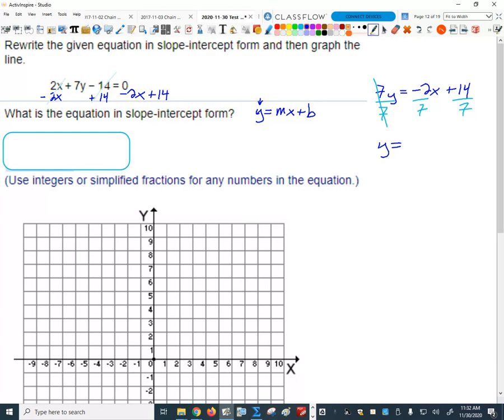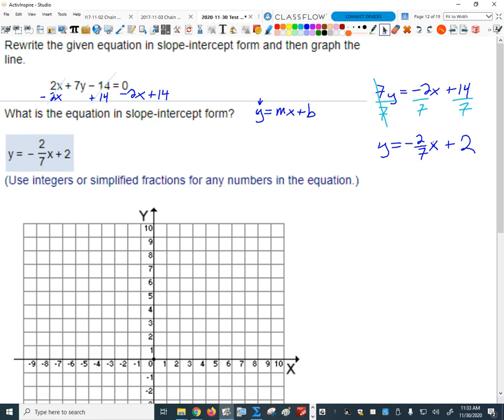Would that just be negative 2 over 7? Negative 2/7 times x, right? We want it to look like mx. So my slope is negative 2/7. And then plus 14 over 7. Well, that's just 2, isn't it? Right? So, Tony, if we graph this line then, so there we put it into slope-intercept form, right?